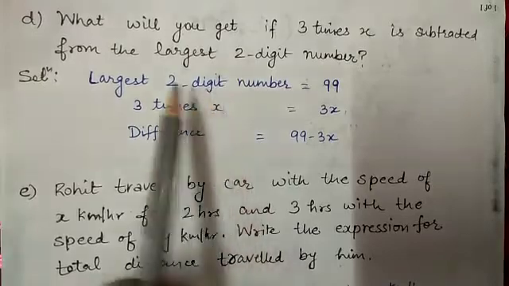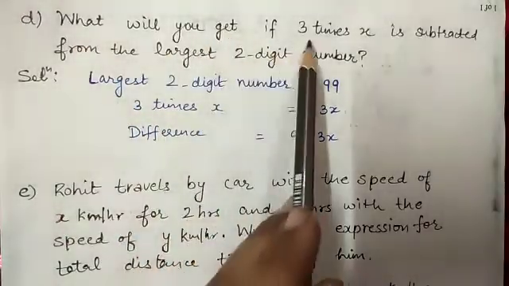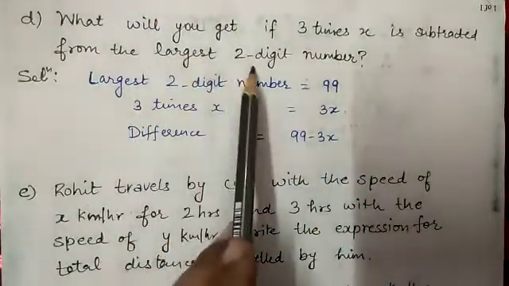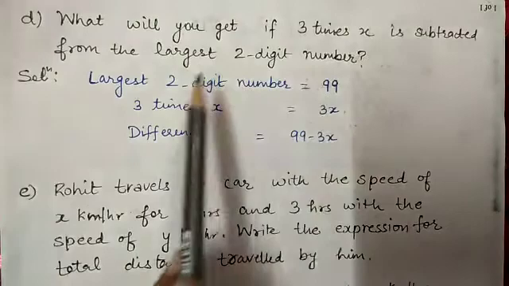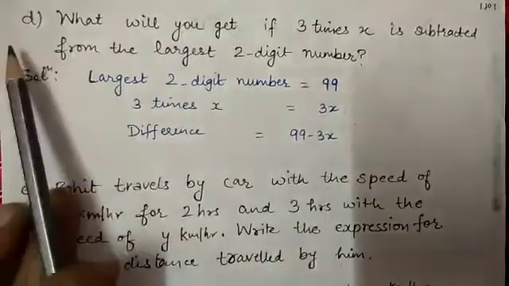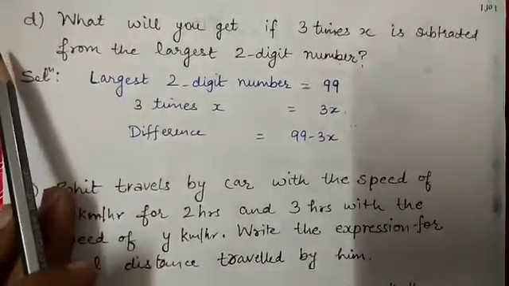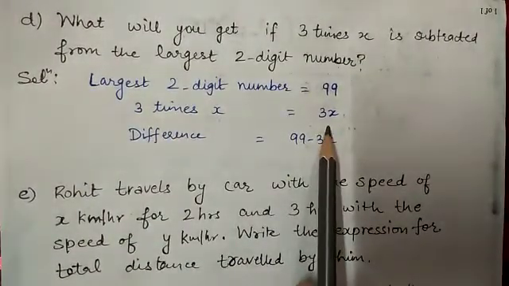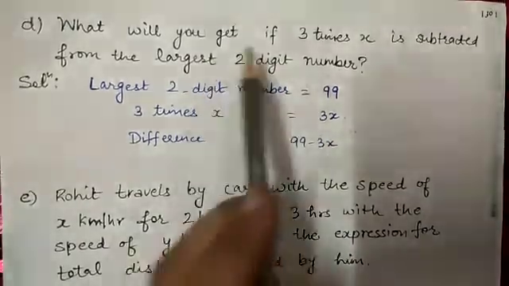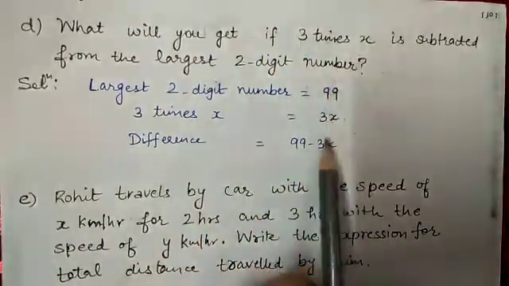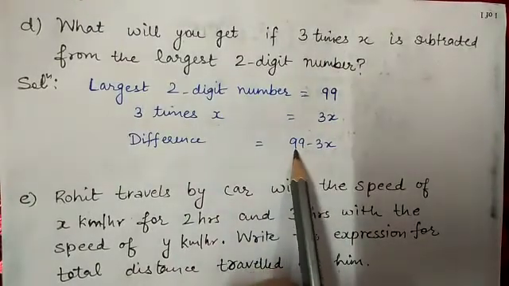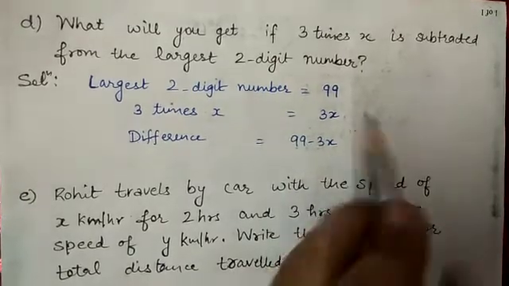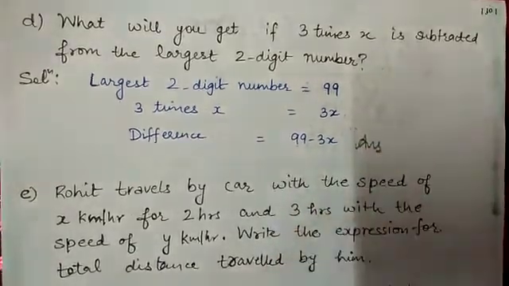Now D part. What will you get if 3 times x is subtracted from the largest two-digit number? We all know that largest two-digit number is 99. And 3 times x is equal to 3x. We are to find what we will get if 3 times x is subtracted from largest two-digit number, that is 99 minus 3x. This will be our answer.